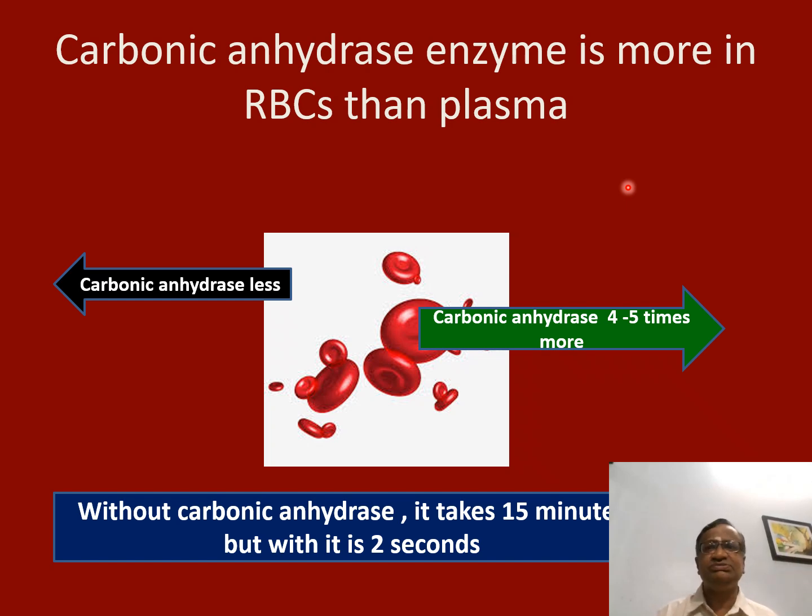Carbonic anhydrase is more in the RBCs and fast in the RBCs. That is why in plasma it is less. And whenever we say carbonic anhydrase converts carbon dioxide plus water into carbonic acid, we are mainly talking about the red cell.